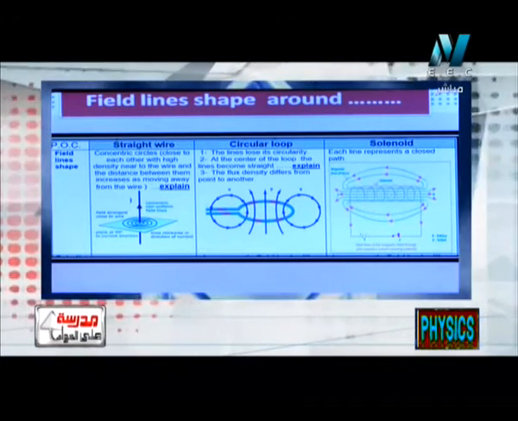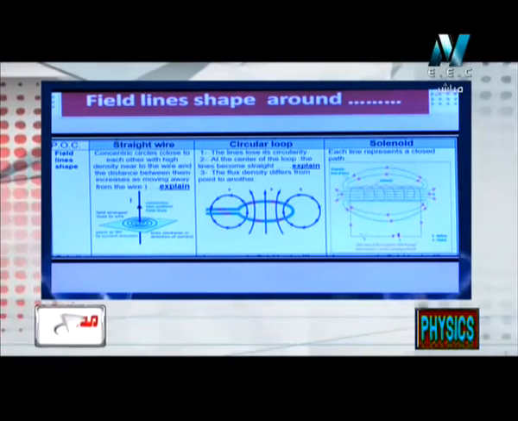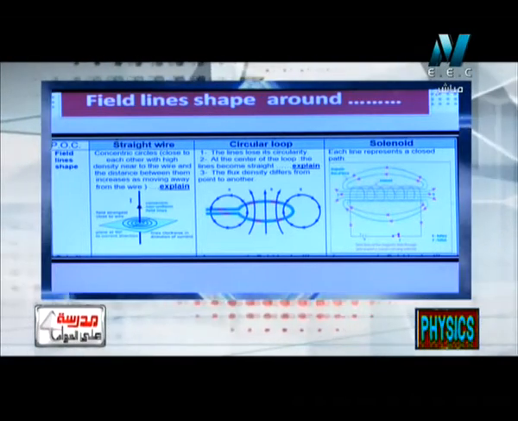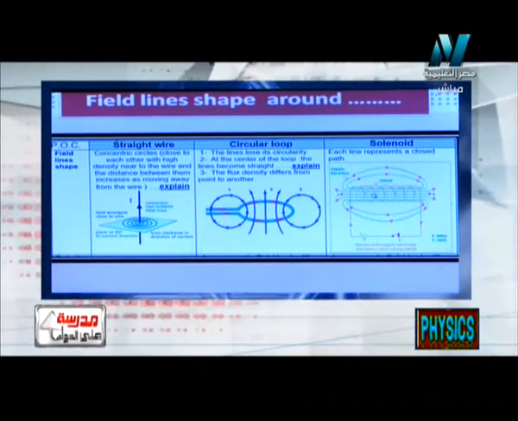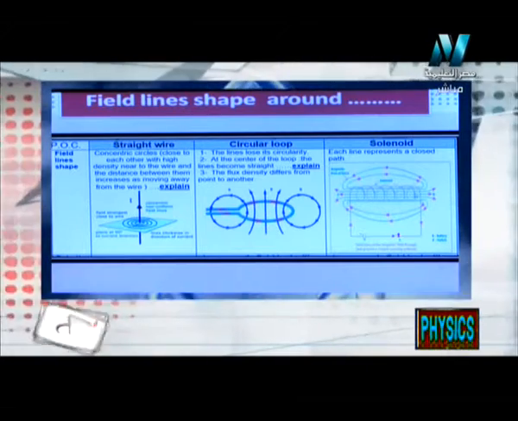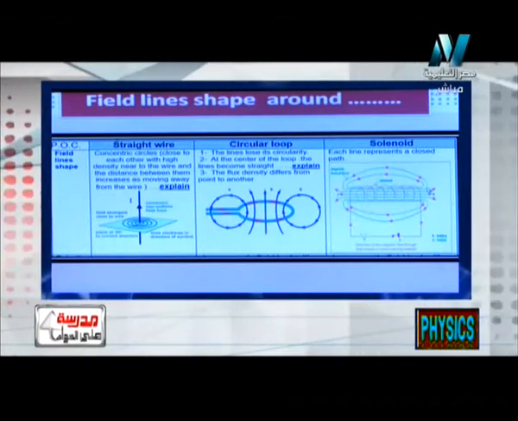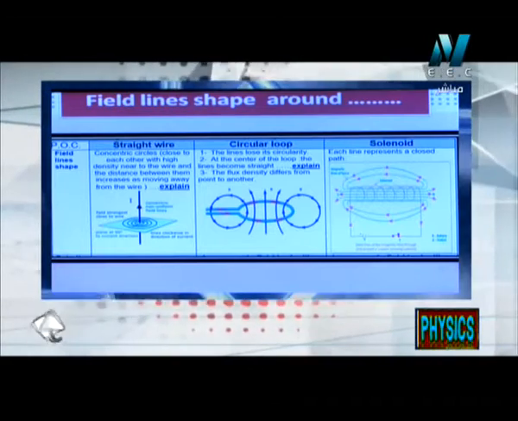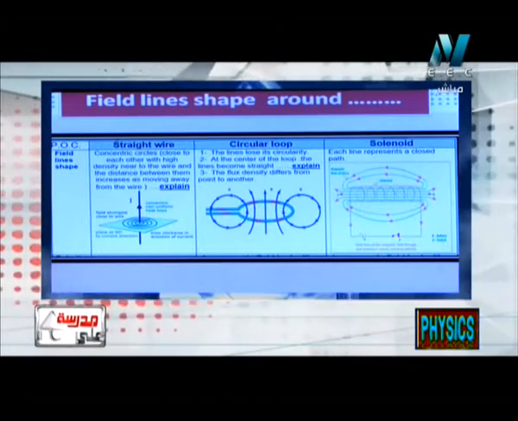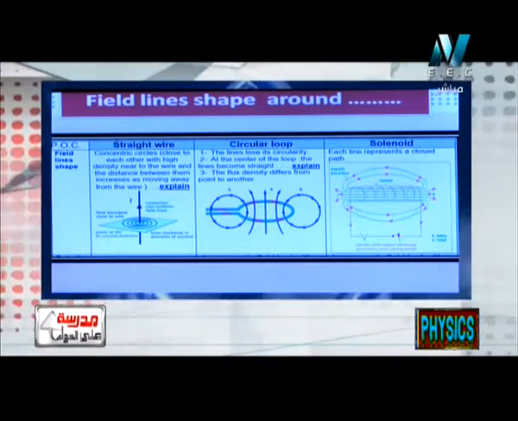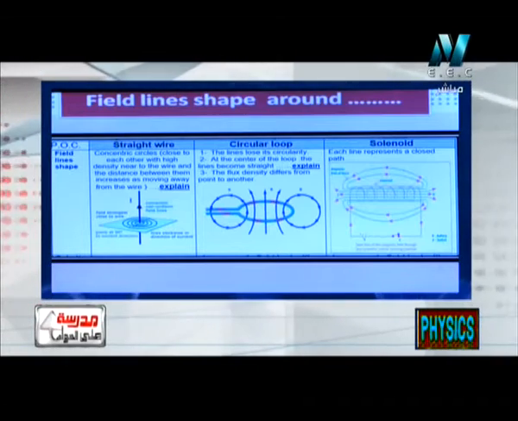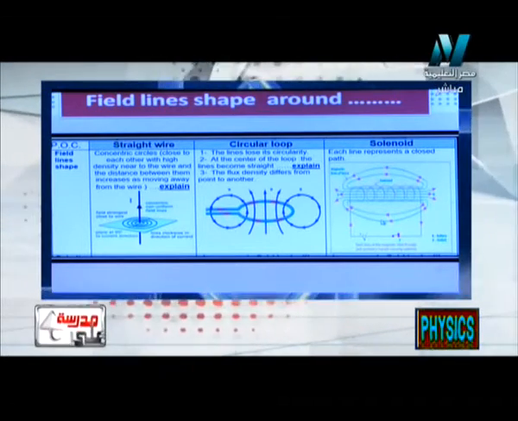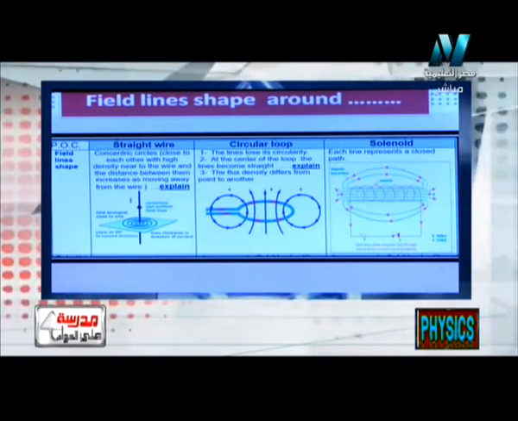Number 3, what are the magnetic field lines around a solenoid carrying current? As we see here, from the shape in column 3, each line represents a closed path. In the upper part, the magnetic flux lines move clockwise, but in the lower part, the magnetic flux lines move anti-clockwise.